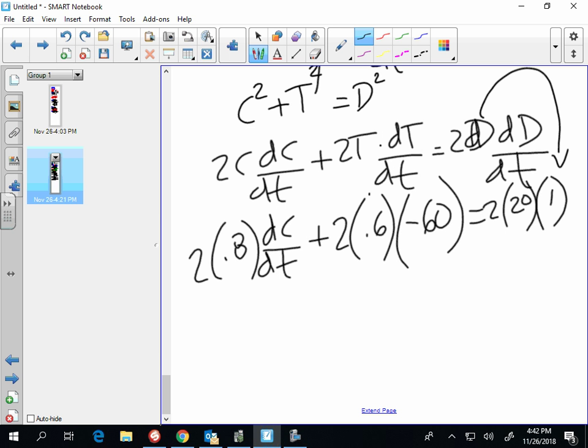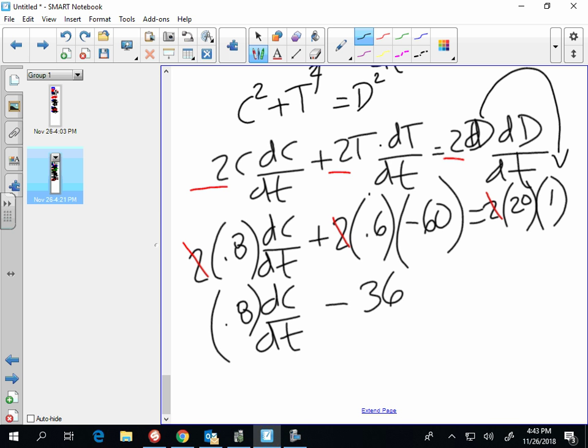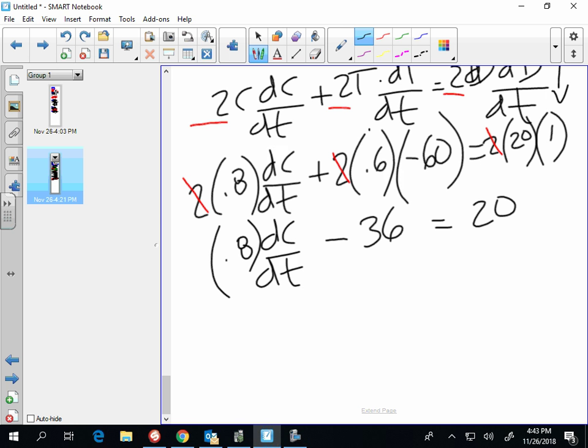You notice back up here where we took the derivative with respect to time, we had all these 2's. You can certainly divide everything by 2 and get rid of all those 2's. You don't need to make this problem more complicated. So I've got 0.8 dc/dt, I guess I don't have equals yet. I have minus 36 equals 20. So I'm going to add 36 to both sides and get 0.8 dc/dt equals 56.